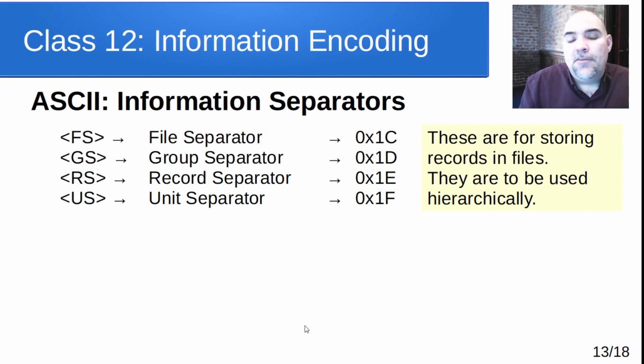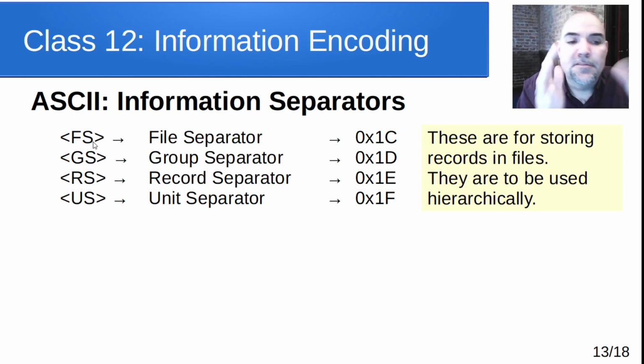All right, we also have some ASCII information separators. Those were designed because some of the stuff being sent in ASCII requires records stored on tape, for example, hospital records, grade records, or things like that. They built into it a way to make a hierarchy for storing those.